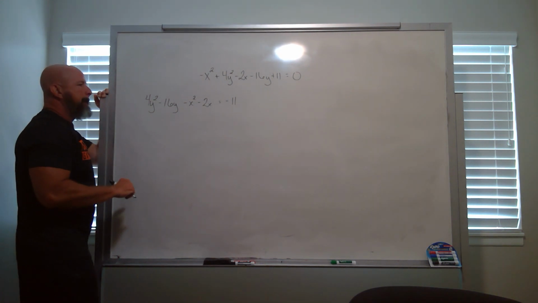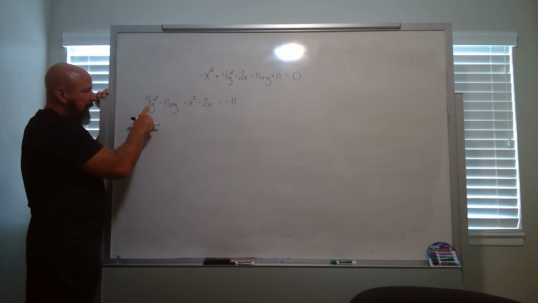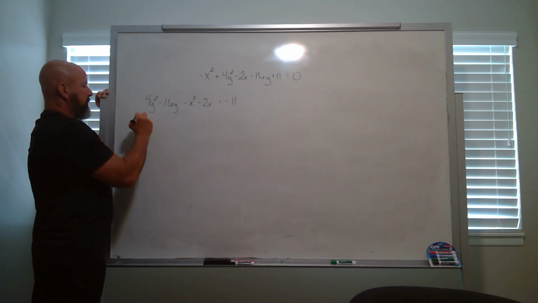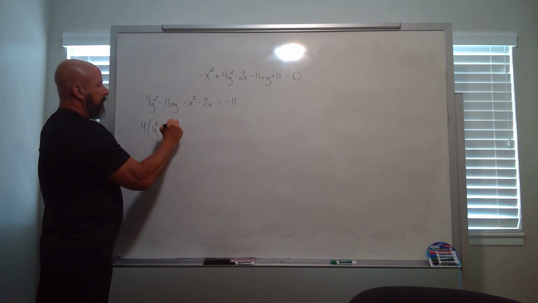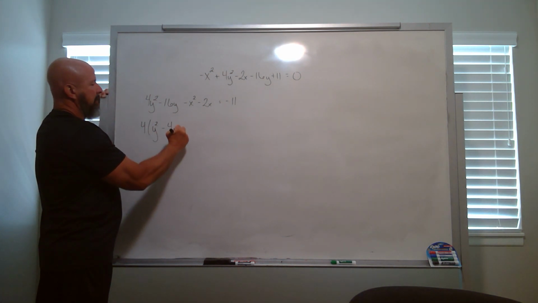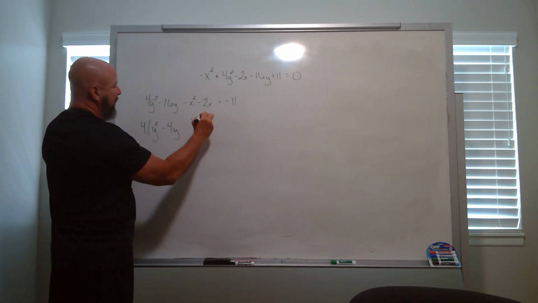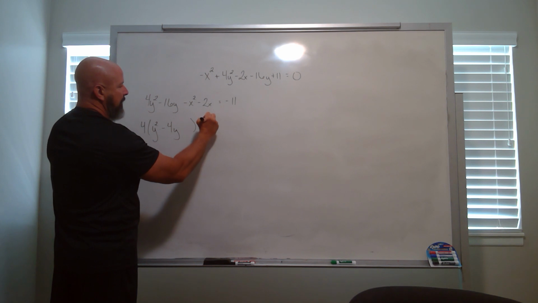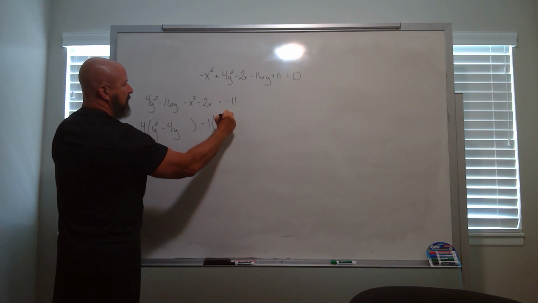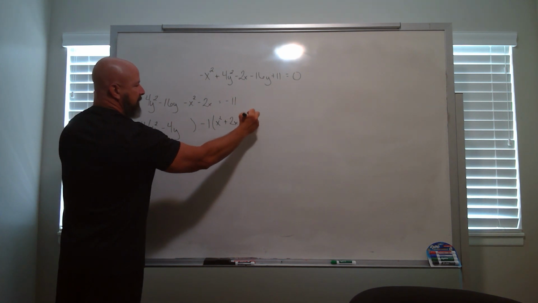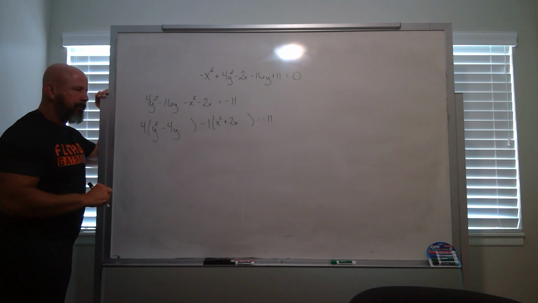Okay. So to complete the square, next thing is my leading coefficient's got to be a positive 1. So I'm going to factor out the 4. So I have 4 times y squared minus 4y. And then on the x's, I need that positive 1. I'm going to factor out the negative 1. So then I'd have x squared plus 2x, because I factored out the negative, and still negative 11 there.